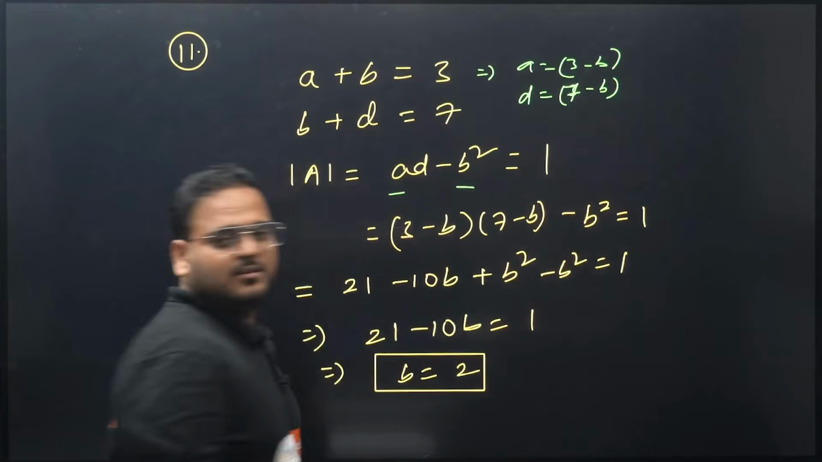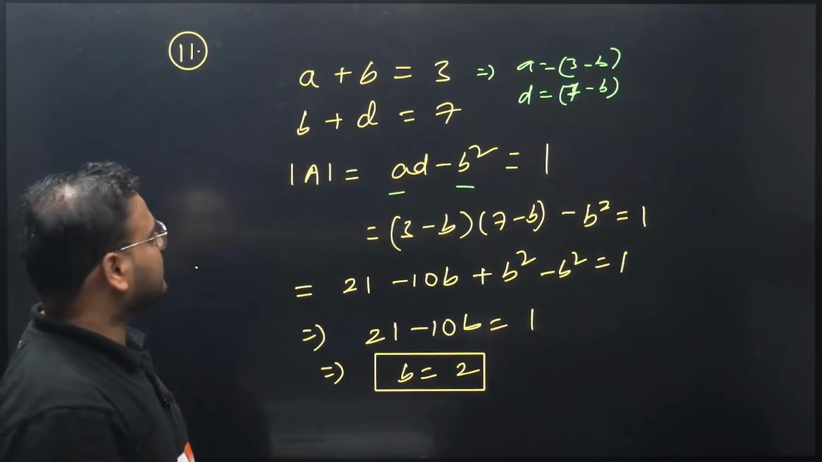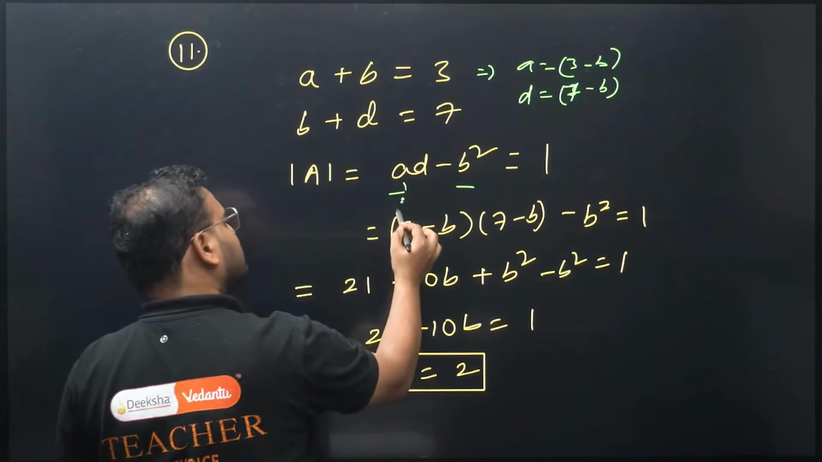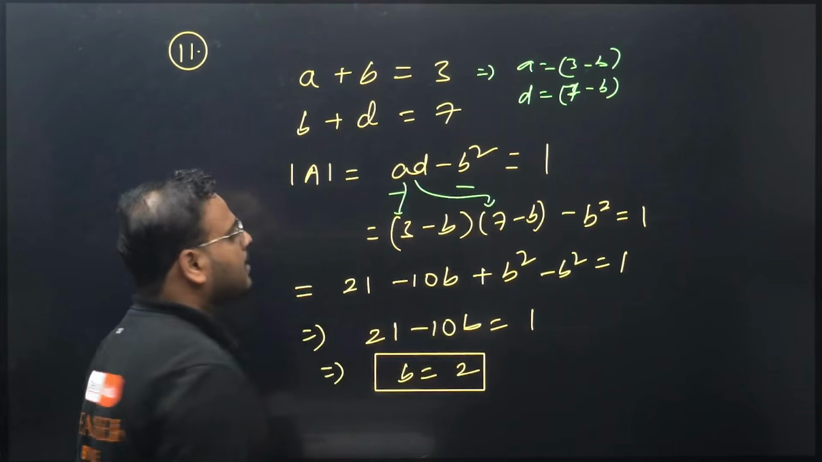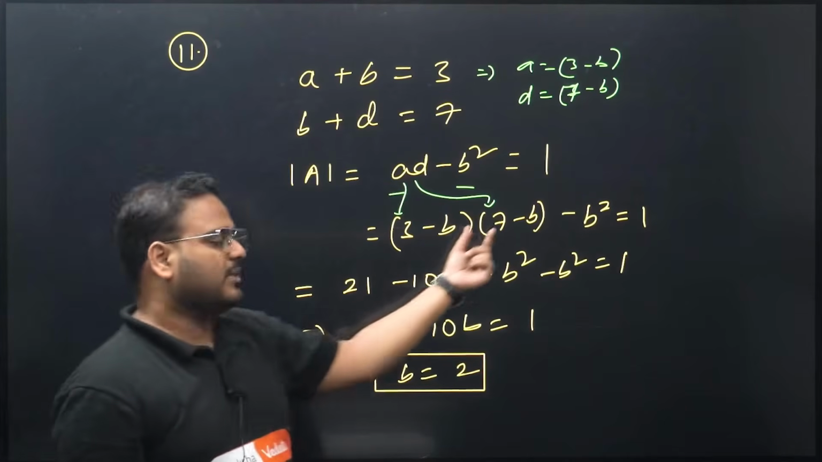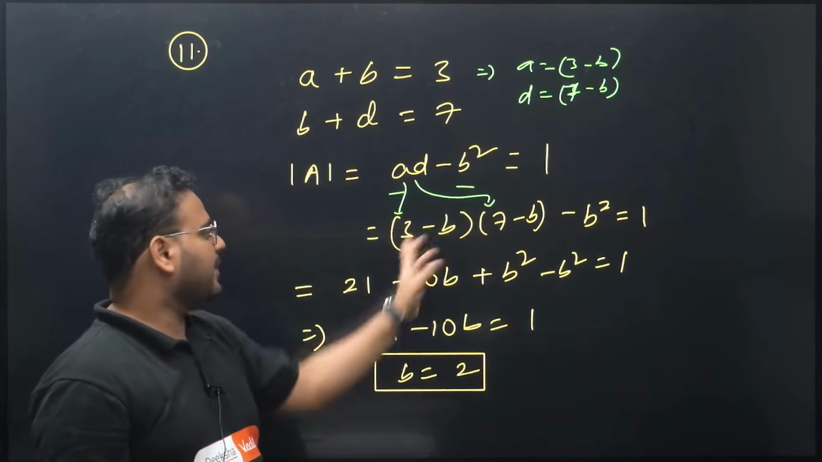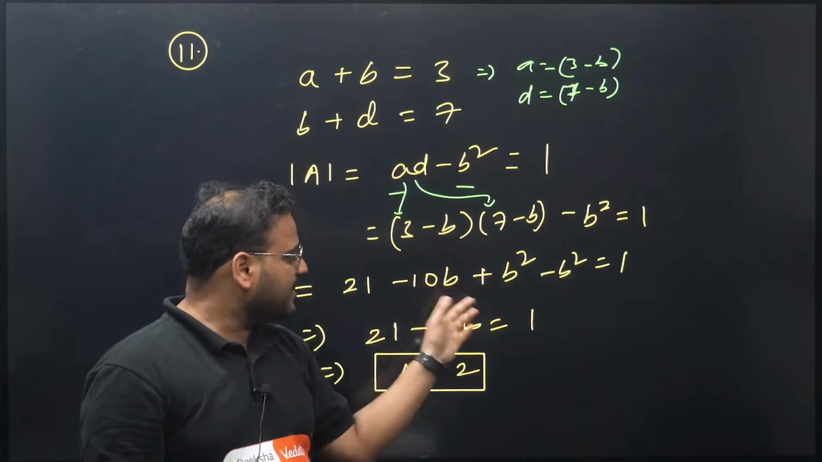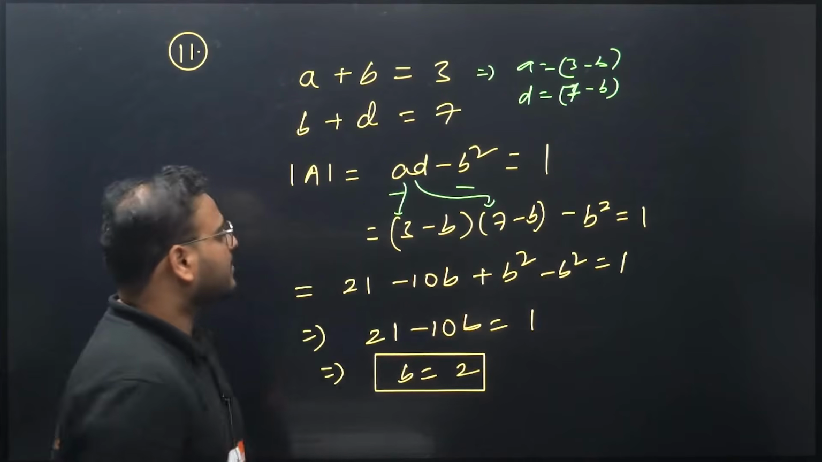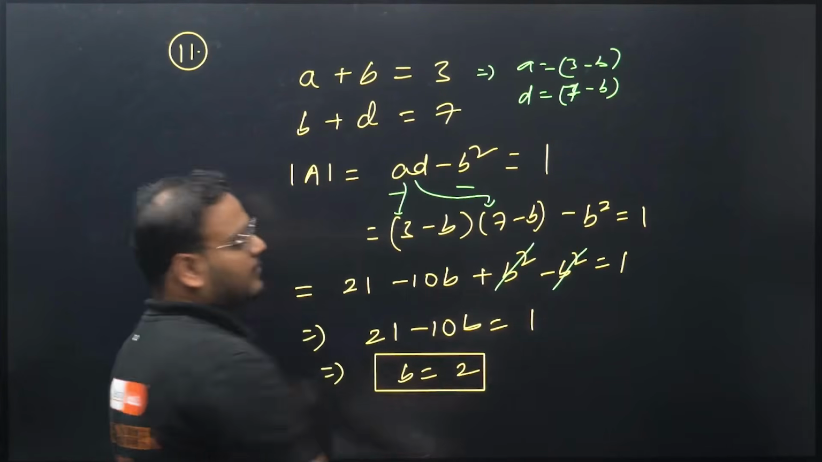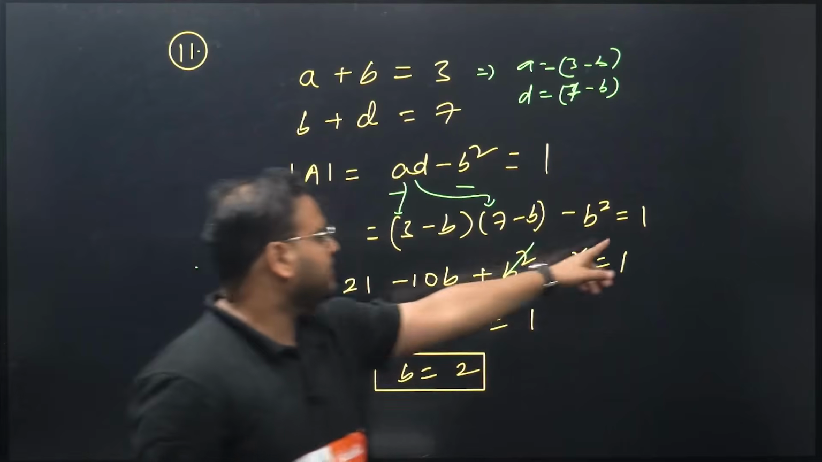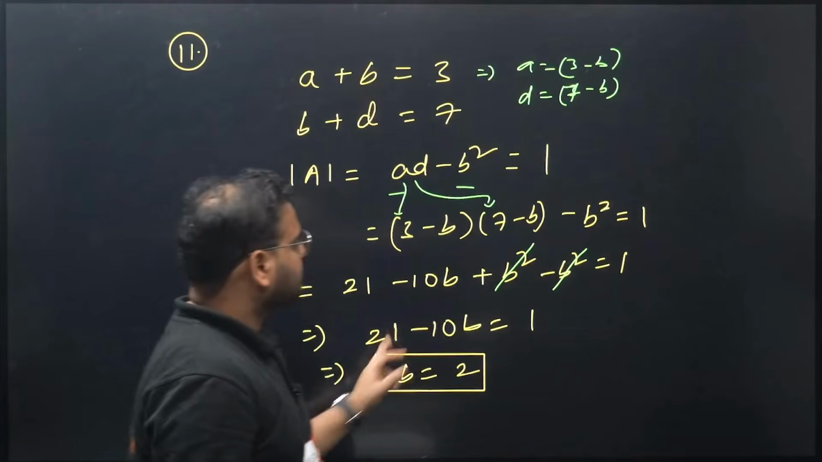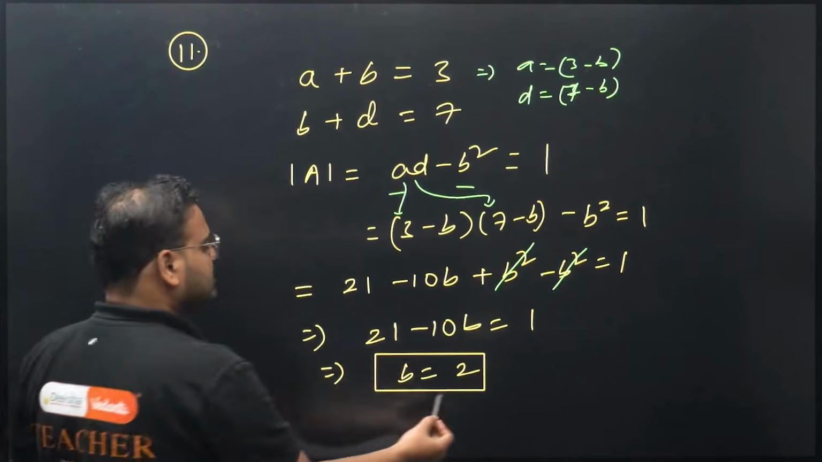Sure, A and D values are known now: 3 minus B and 7 minus B. Put them in place of A and D like this. So we get (3 minus B) into (7 minus B). Expand it: you'll have 21 plus B square and minus 10B. Again we have minus B square, this is cancelled. Solve it, this is equal to 1, right? Solve it to get the value of B as 2.